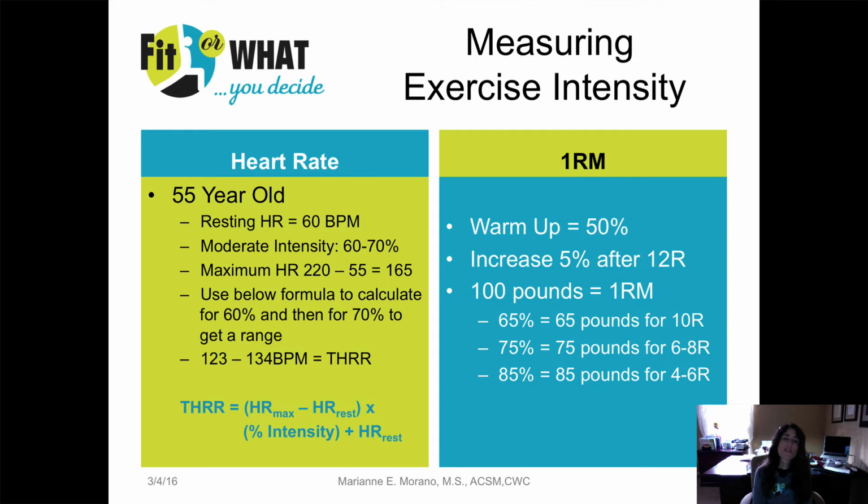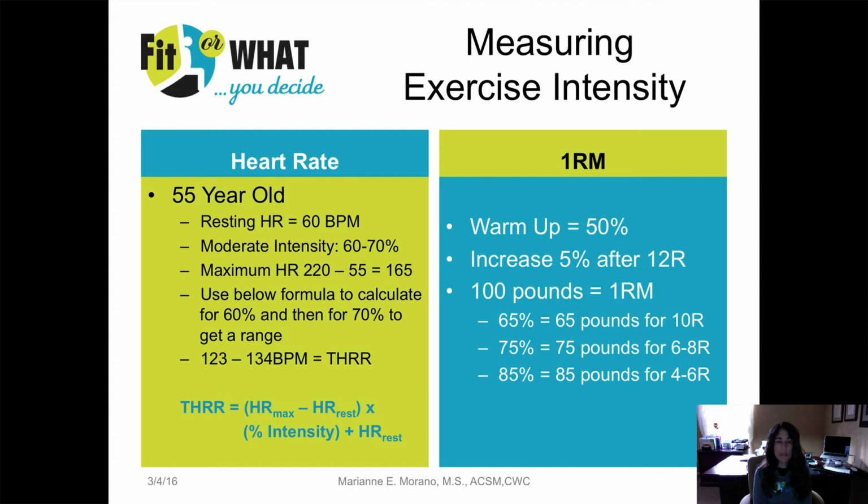So if we determine that this 55-year-old person has a heart rate at rest of 60 beats per minute, and they want to work at a moderate intensity, say 60 to 70%, we can calculate a range so that they know where to keep their heart rate between a 60 and 70% range. So the maximum heart rate for a 55-year-old person is 220 minus their age of 55, or 165. So remember what I said about including the resting heart rate. That makes it more individual because this person's resting heart rate might be different than somebody else's.